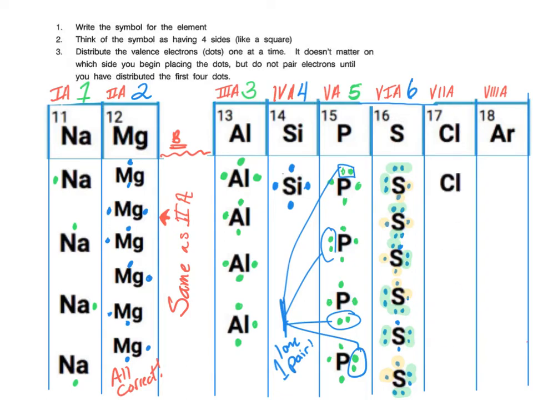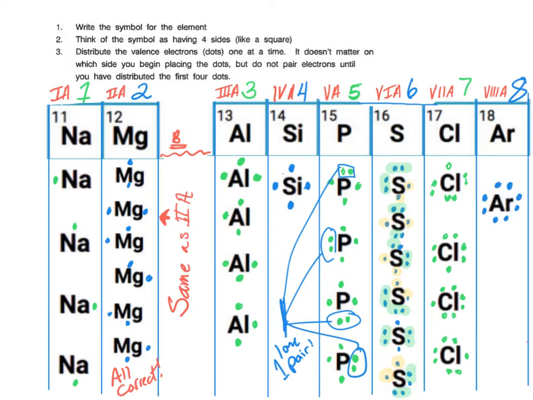It is group 7A, so there's 7 dots, 1, 2, 3, 4, 5, 6, 7. And again, we have different versions where we have the single electron on either the top, the bottom, the left, or the right. It doesn't matter. And then we have argon, which is group 8A, which has 8 dots. So all of the sides are filled, and again, we don't have a choice. There's only one way to write the noble gases.